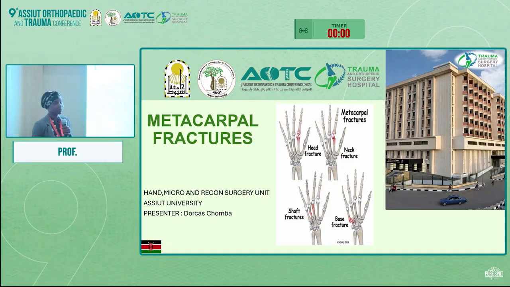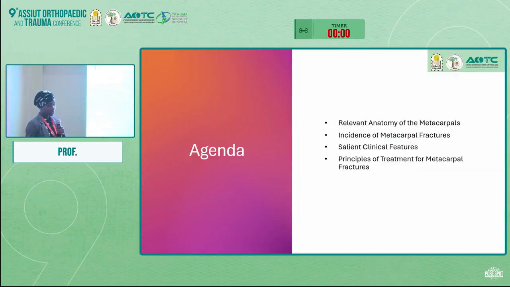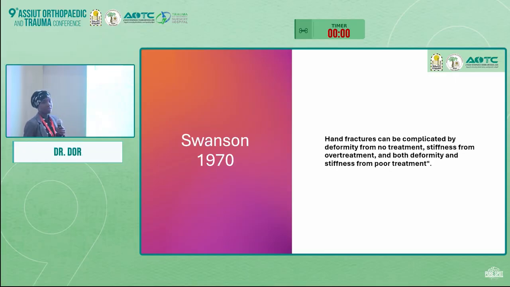I'll be taking you through the basics that you need to consider when you're making decisions for metacarpal fractures. So it will be very basic. This will be the agenda. We'll try and look at the relevant anatomy, the incidence, salient clinical features, and the principles we need to use for metacarpal fracture treatment.